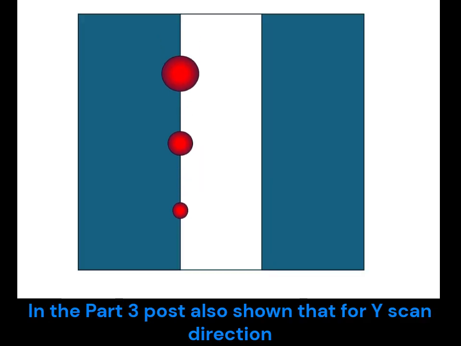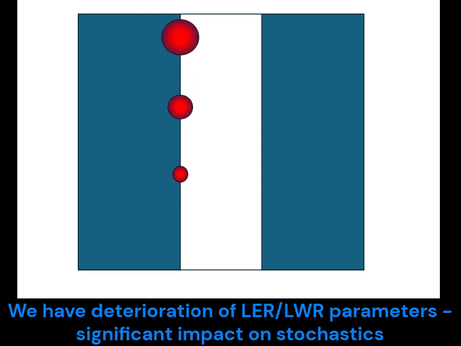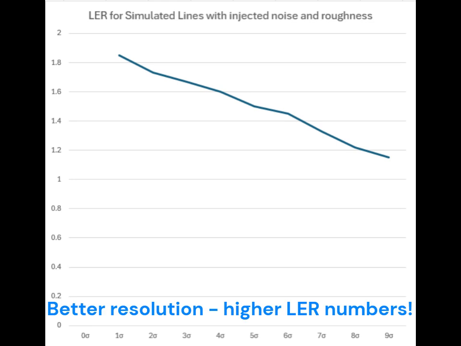In the Part 3 post, we also showed that for the Y-scan direction, we have deterioration of LER/LWR parameters, with significant impact on stochastics: better resolution, higher LER numbers.